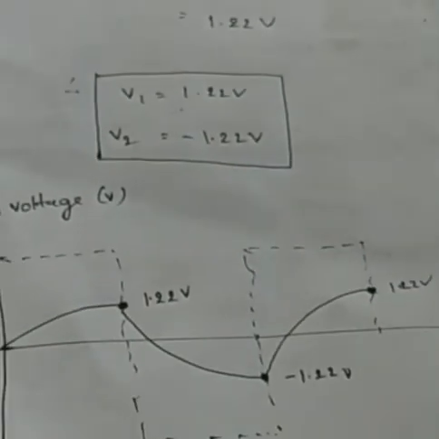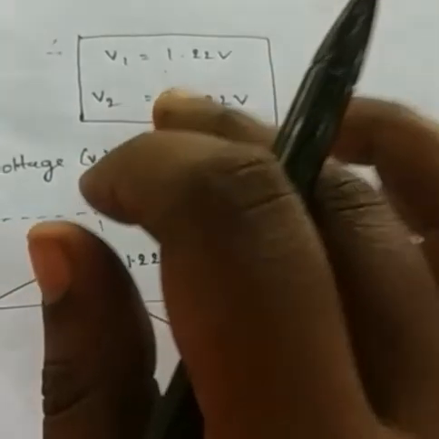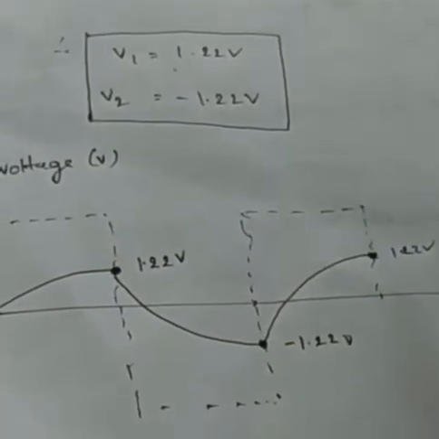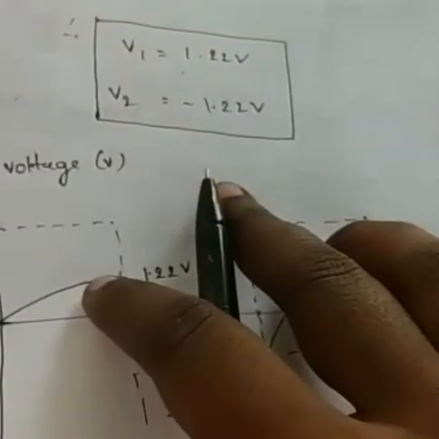In that way we can solve the low pass RC square wave. I am solving for a symmetrical square wave, but in the next video I will explain how to solve an unsymmetrical waveform.